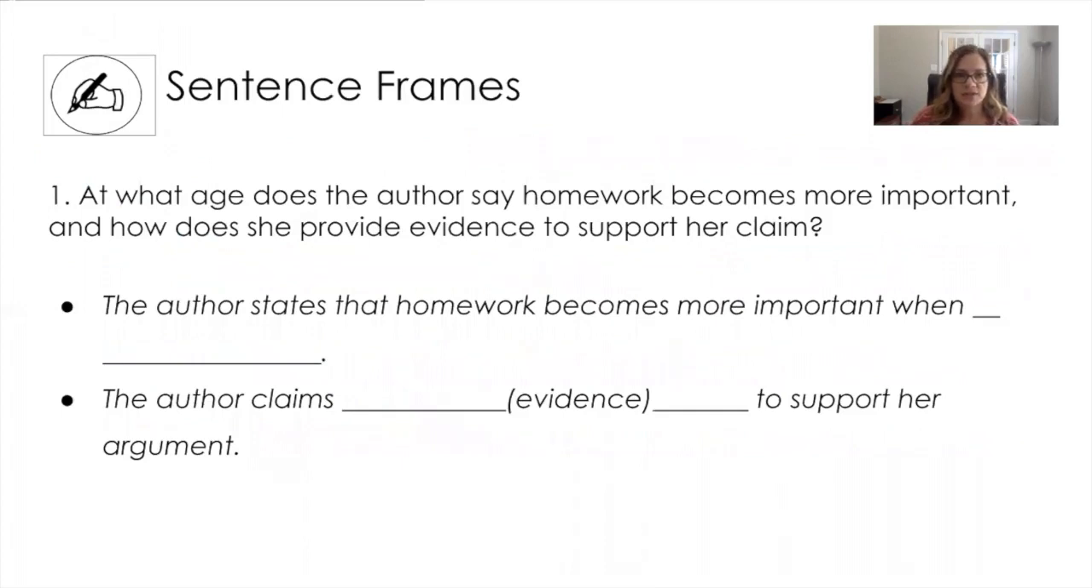Another useful thing to do right here would be to use those sentence frames, okay? Just like we've been talking about in some of the other answers. The author states that homework becomes more important when, give your answer. The author claims, provide your evidence to support her argument. Again, use those sentence frames if you need to, because it really just helps to make sure that you're providing a really well-rounded response and that your response is fully answering the question.